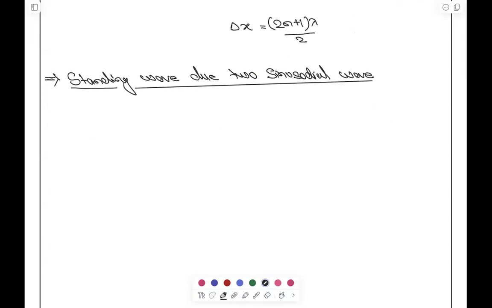Tell me. Let's take y1 as A sin, same amplitude. Tell me, if I want a standing wave, what should my y2 be? What should be my y2? Sir, A sin omega t plus kx.